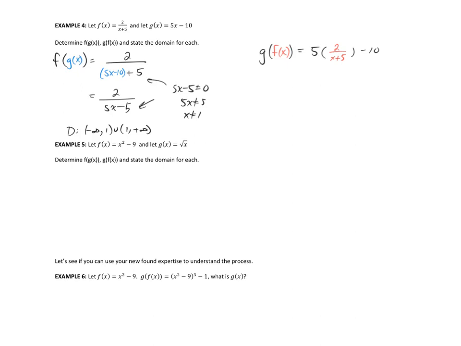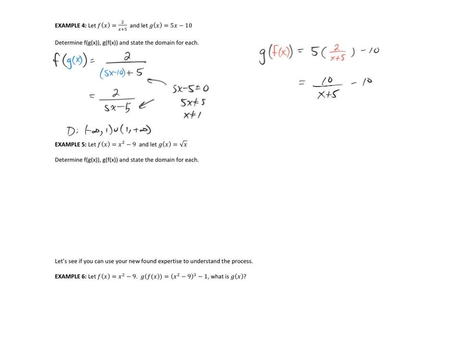But if we want to simplify this thing, all we've got to do is distribute the 5 in here. 5 times 2 is 10 over x plus 5, minus 10. That more or less is simplified. It's got no parentheses left. If we wanted to, though, clean this up a little bit more, we're going to work on this when we get to rational functions, how to add and subtract rational functions.